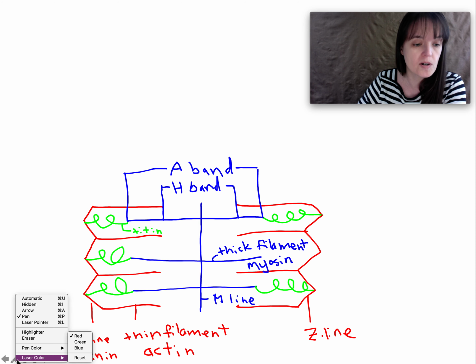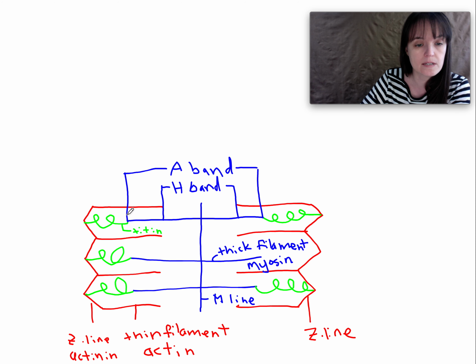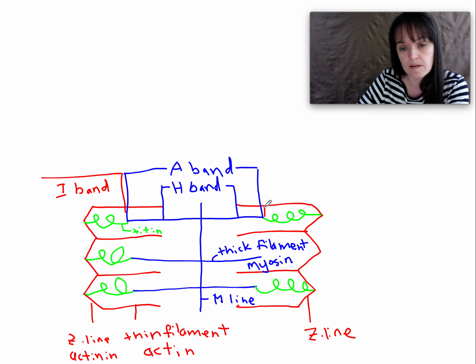And then what about the part where it's only thin filaments and no thick filaments? That's the I band. And another one over here.